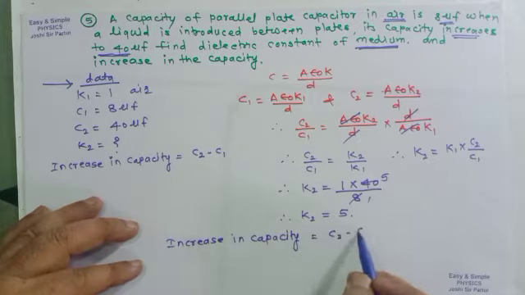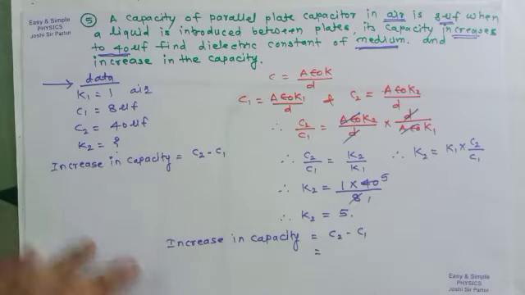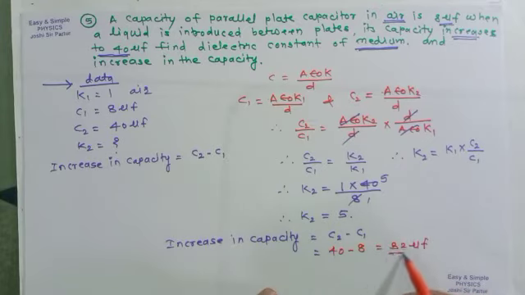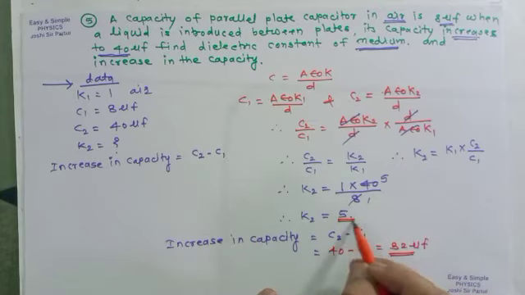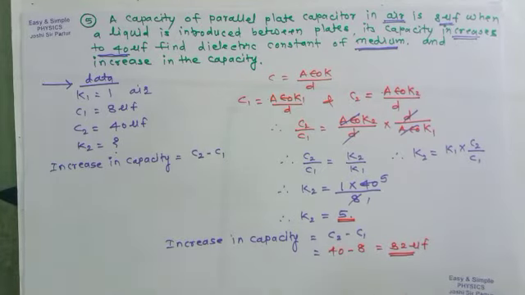C2 minus C1. We know the value of C2. The value of C2 will be 40. 40 minus 8 will be 32 microfarad. So the answer for the given example will be dielectric constant 5 and increase in capacity will be 32 microfarad.